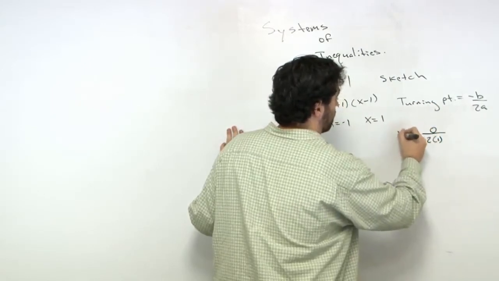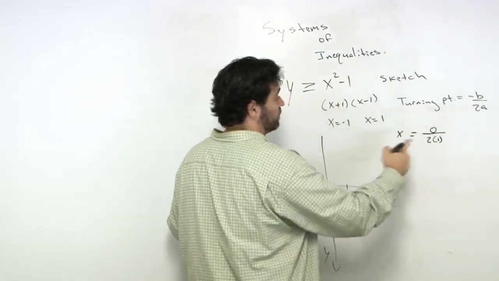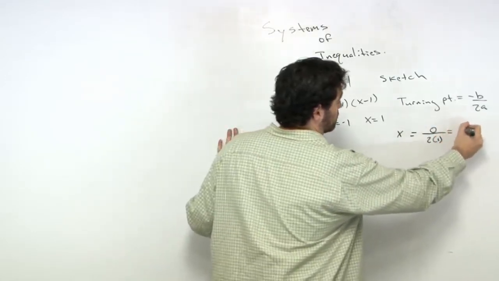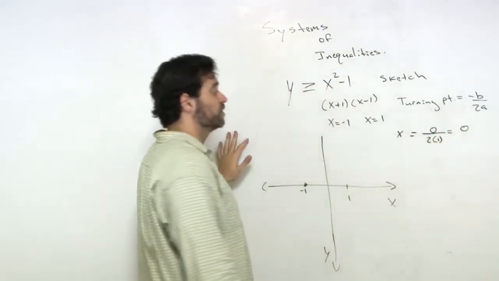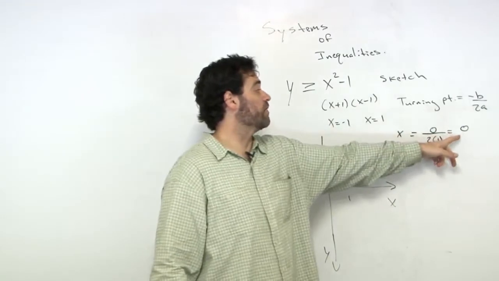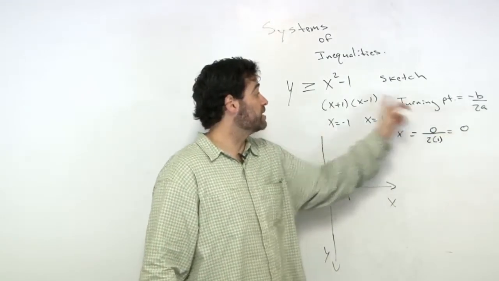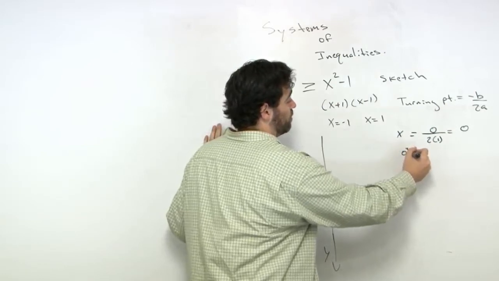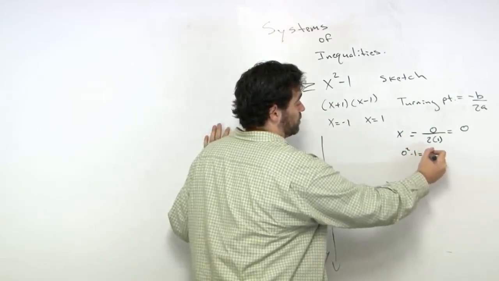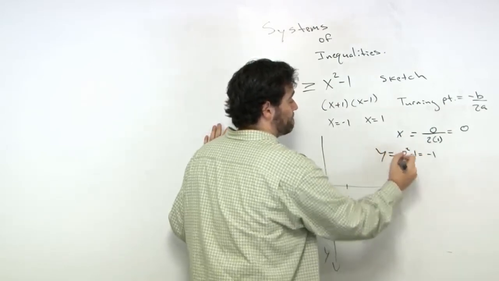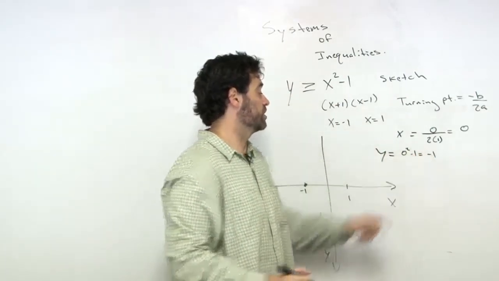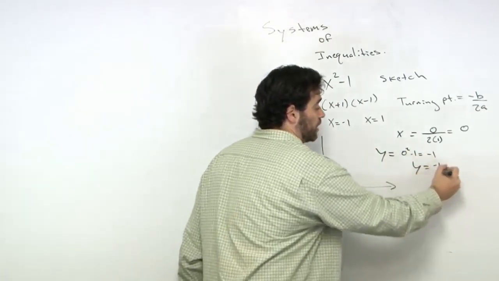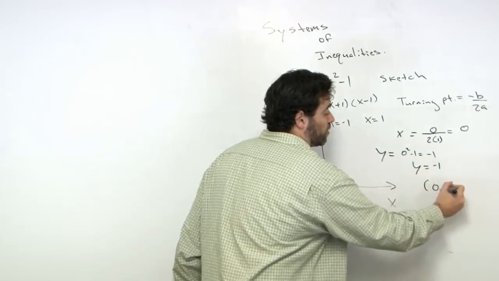So that's our x value. To find our x value is 0. So our x value is 0. You say, well, how do I find the turning point? I plug in that 0 into our original equation. So we say that 0 squared minus 1 is equal to y. So 0 squared minus 1 is equal to negative 1. So our turning point, therefore, is 0, negative 1.